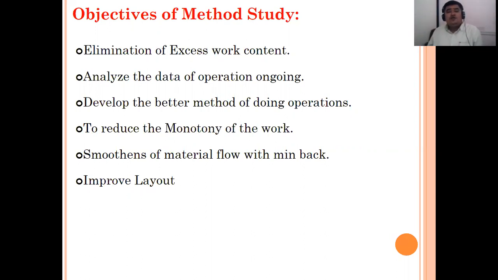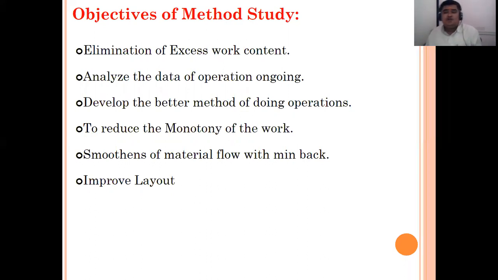Next is to reduce the monotony of the work. Monotony means one machine is doing just one job, or this machine is specially used for this job. So we can use a rotation policy. Then, smoothness of material flow with minimum delay. Material flow means a job going from one machine to the next machine. That is called smoothness of material flow.